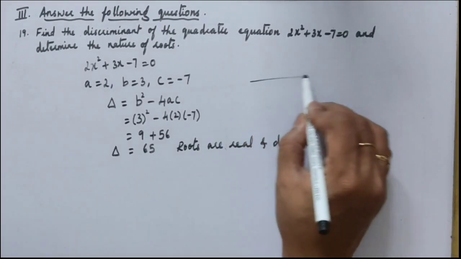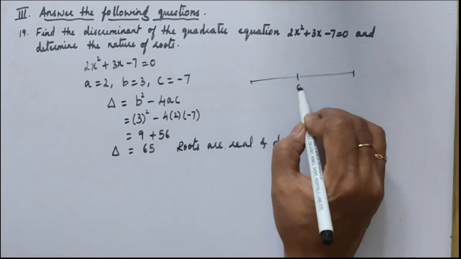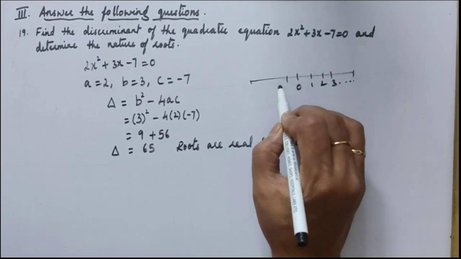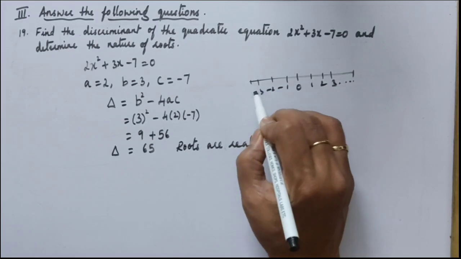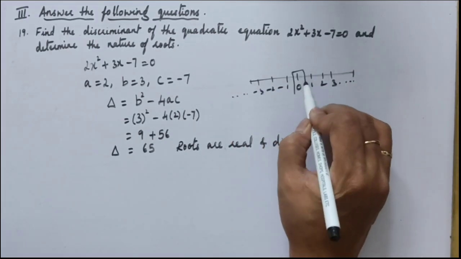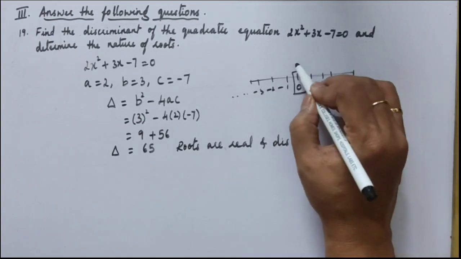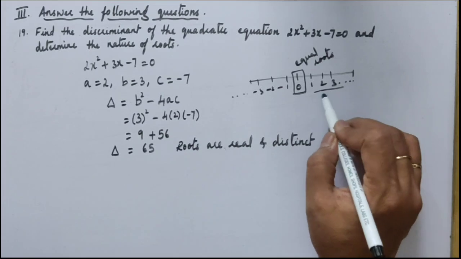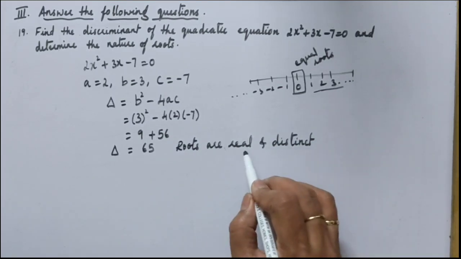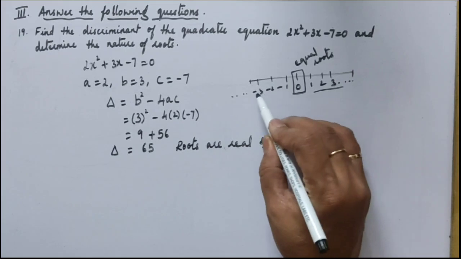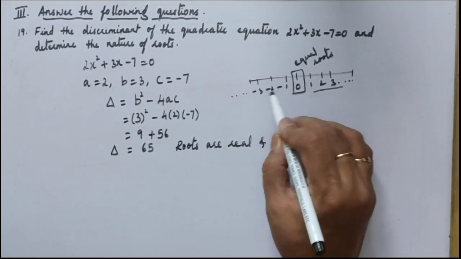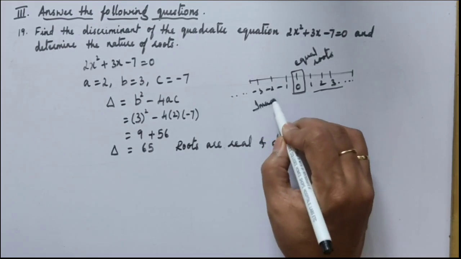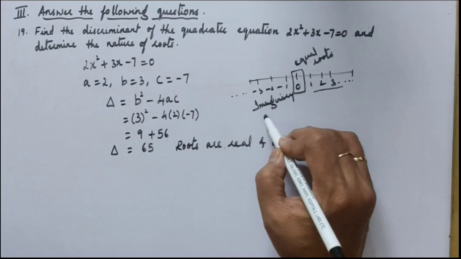Okay, let me draw this number line to make it clear. This is 0. On the right hand side, we have got all the positive numbers. On the left hand side, we have got all the negative numbers. And when we get 0 as an answer, we say equal roots. When the value is positive, we say it is real and distinct. And all these negative numbers are imaginary, or we say no roots.